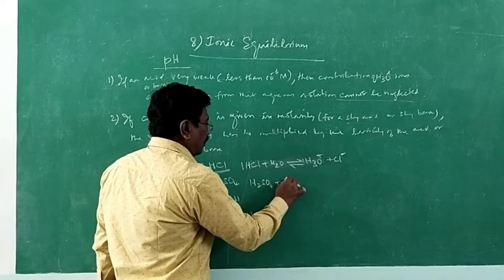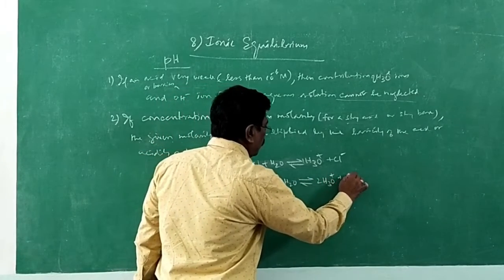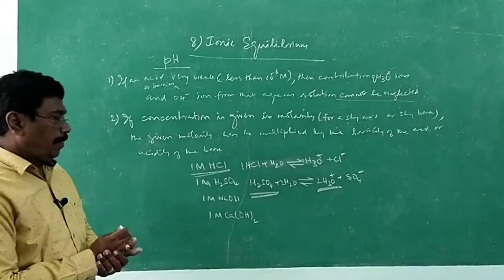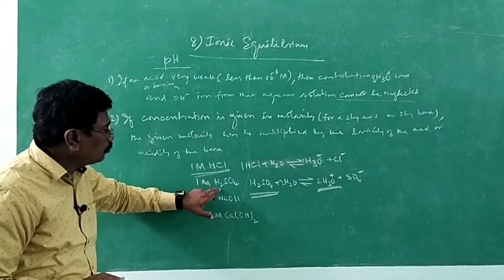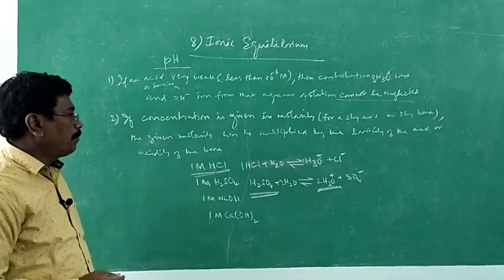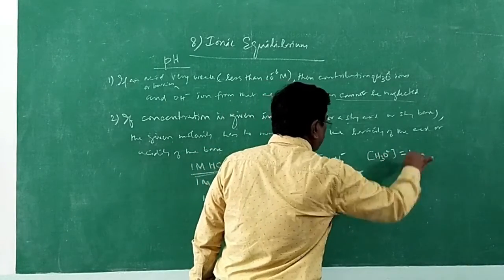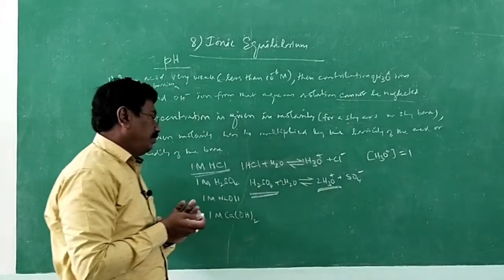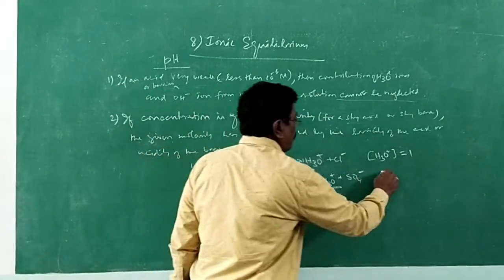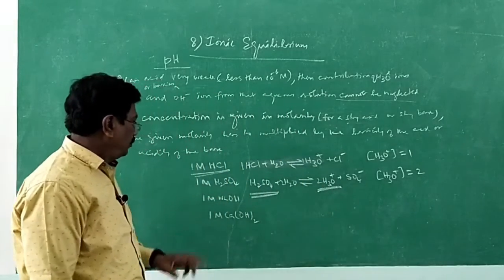H2SO4 needs 2 water molecules to furnish 2 hydronium ions and a sulfate ion. 1 molecule of sulfuric acid furnishes 2 hydrogen ions, that is 2 hydronium ions, because the basicity of the acid is 2. Here the basicity of the acid is 1. Therefore, here the hydronium ion concentration is considered as just 1. 1 molar, therefore 1. Here 1 molar, but if it is multiplied by 2, it becomes 2 molar. All right? 2 molar.